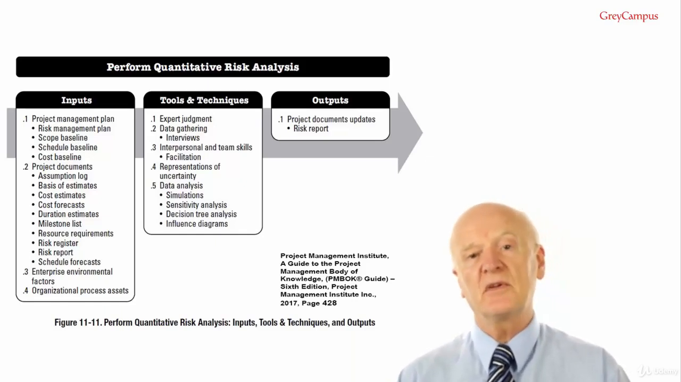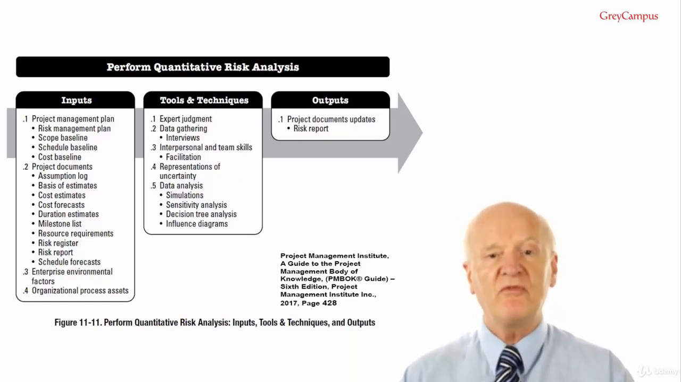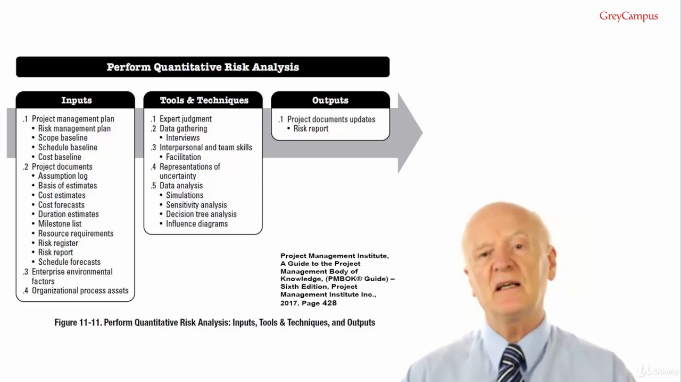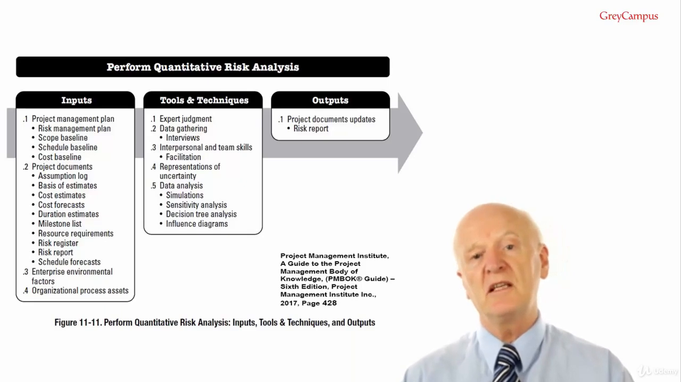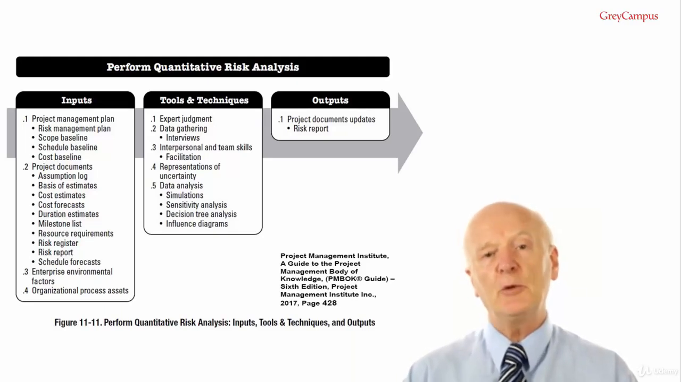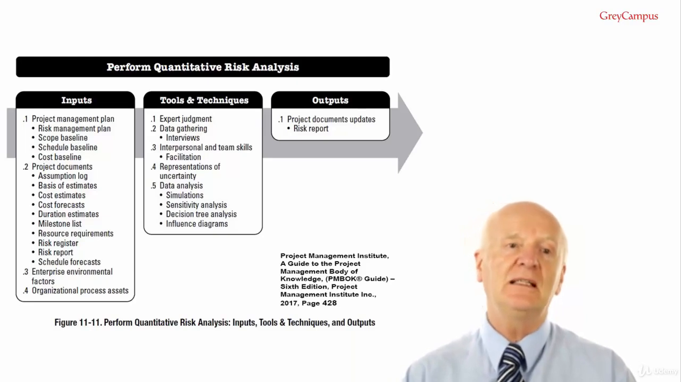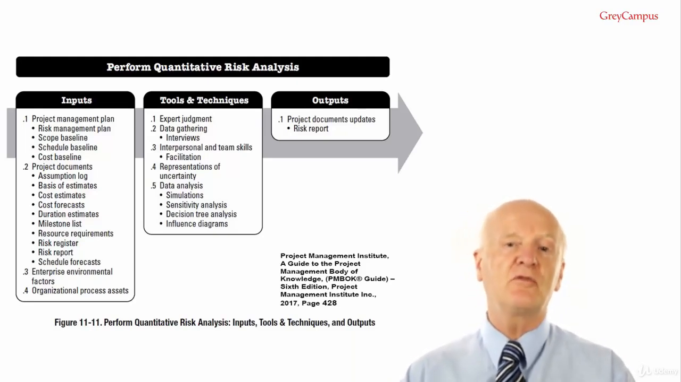Tools and techniques. Number 3, interpersonal team skills. Would really be facilitation. A skilled facilitator is useful for gathering data output during a dedicated risk workshop involving project team members and other stakeholders, and they can help keep people focused and help them progress in the right way and help them to produce useful information. Convergent information is what we call it rather than divergent.